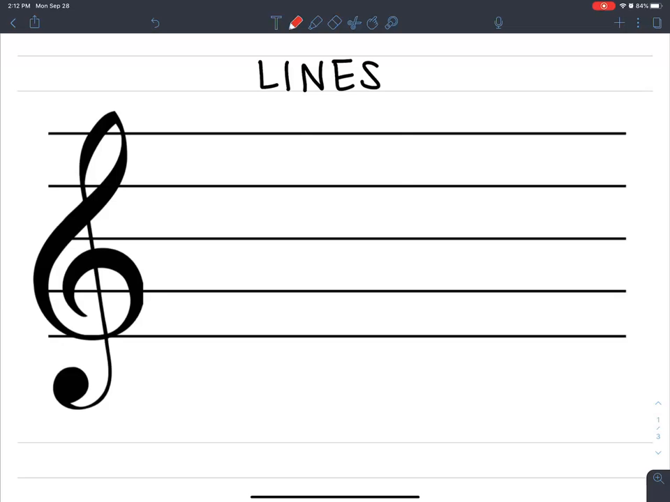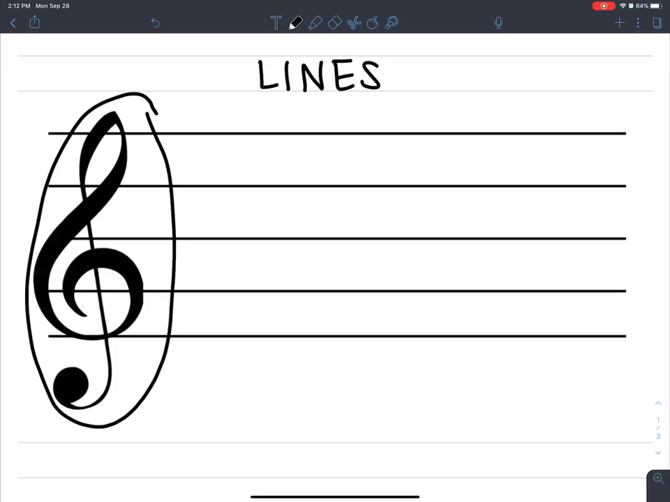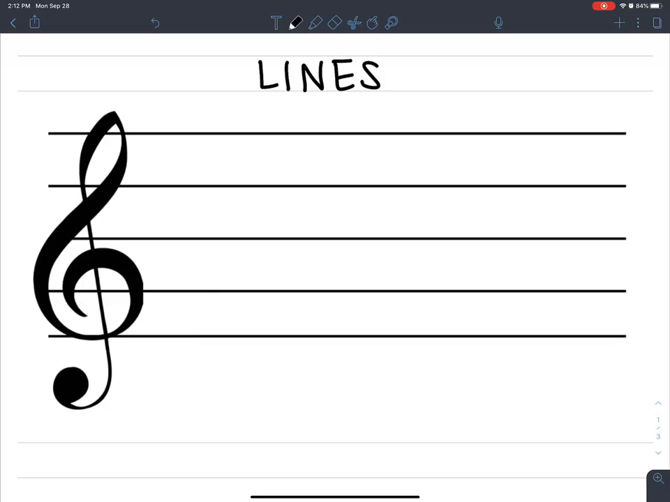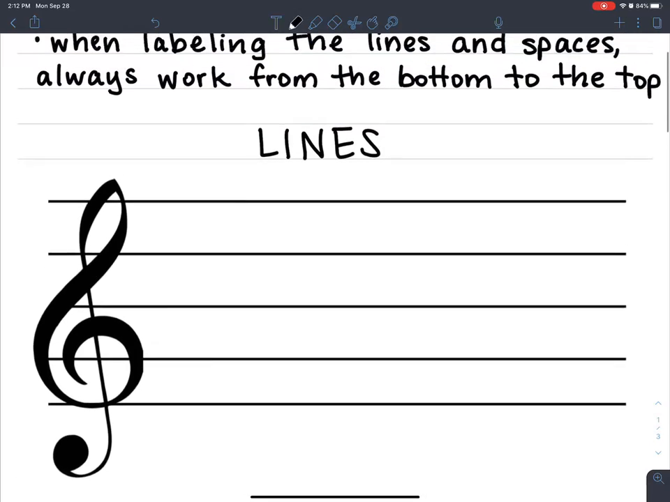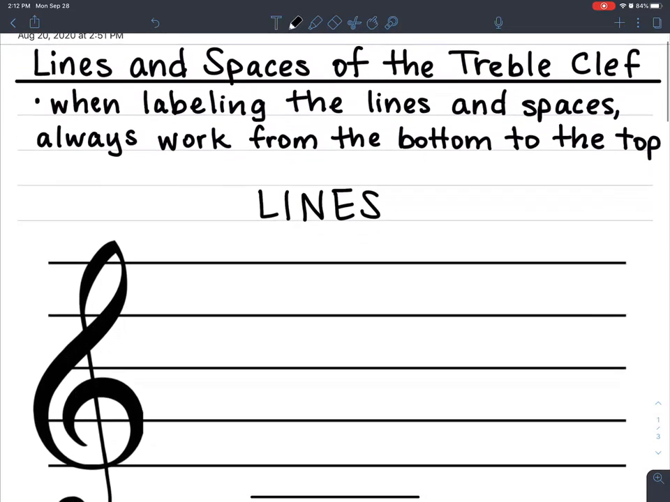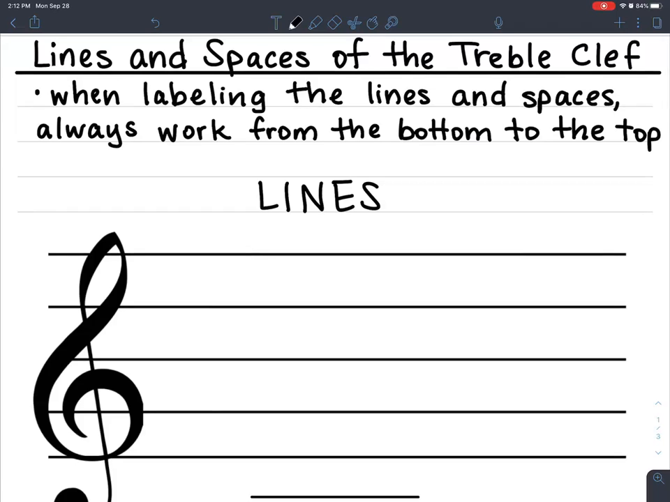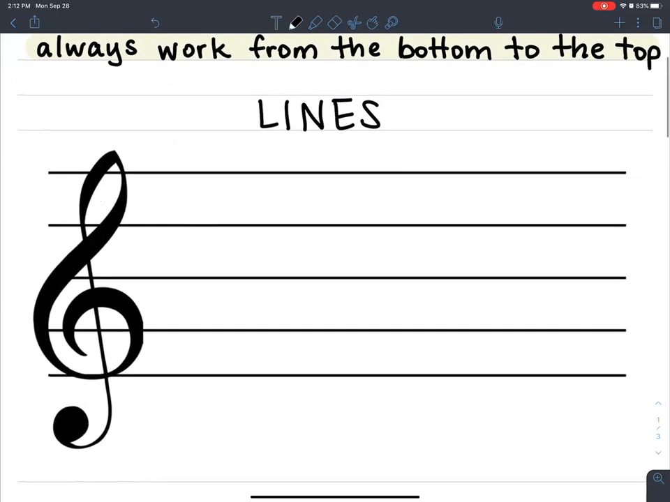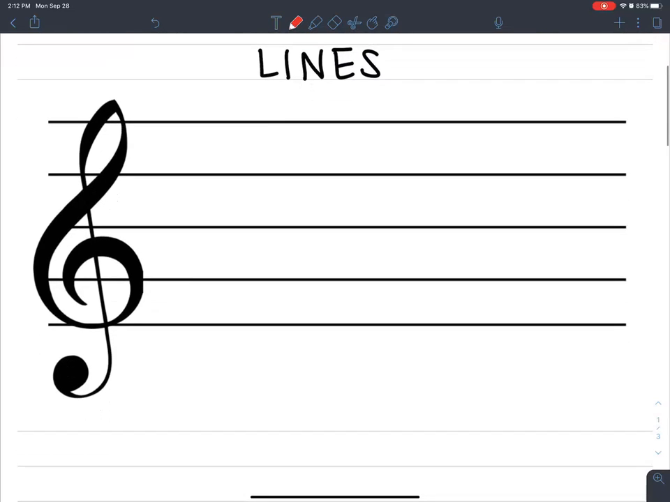And depending on what kind of twirly symbol we've got here at the beginning, that determines whether or not it's going to be a treble clef staff or something else. We are going to be talking about the treble clef staff today. Now, when labeling lines and spaces of any staff, whether or not it's the treble clef doesn't matter, you're always going to work from the bottom to the top, always, okay? So let's start with the lines of the treble clef first, okay?